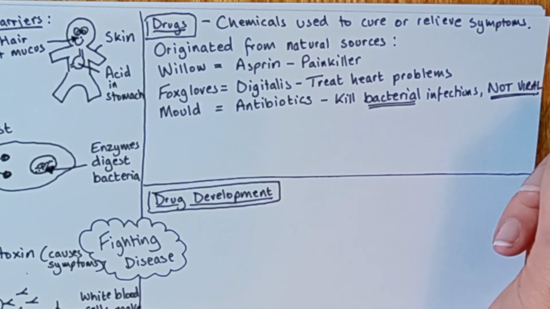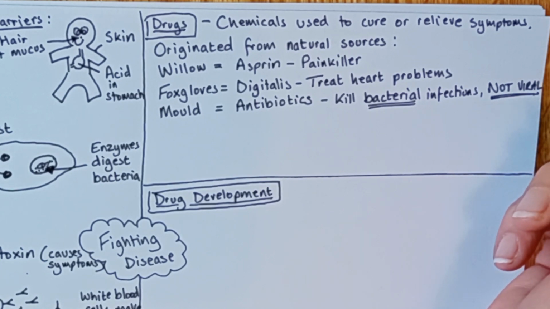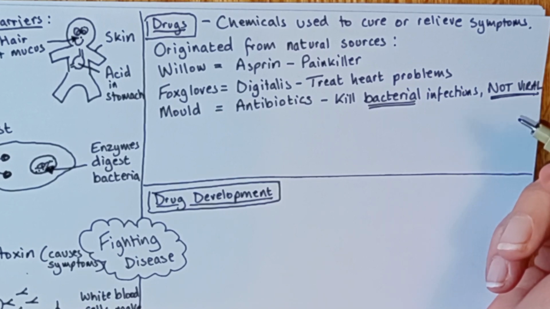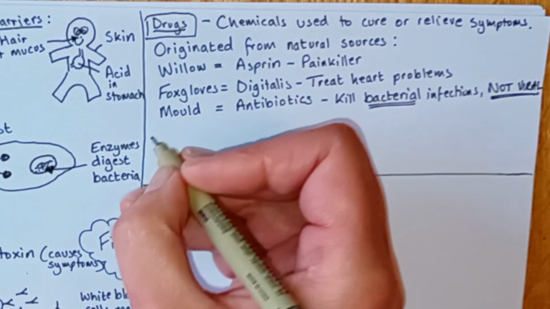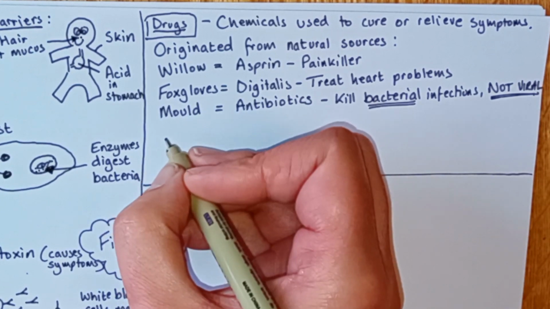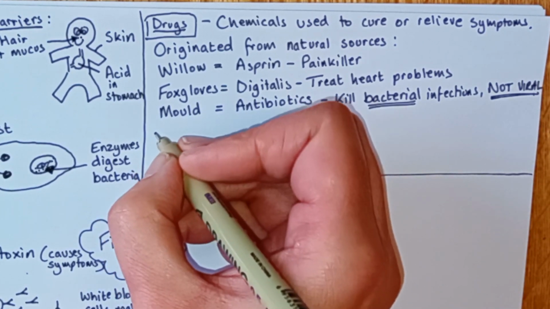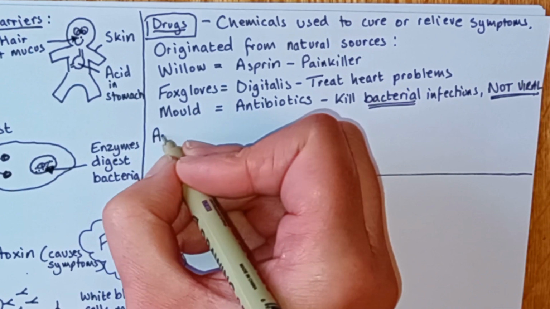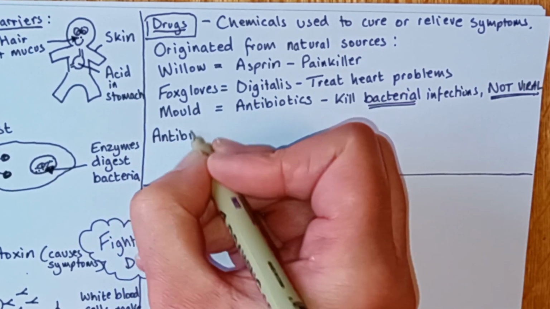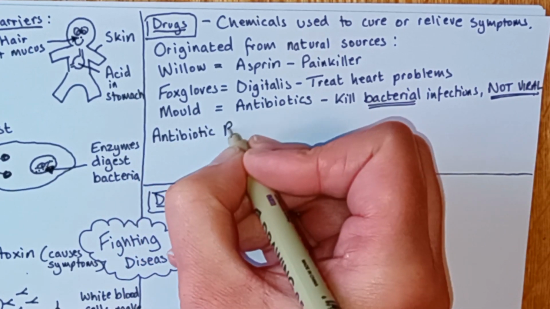I want to quickly mention then some of the problems we're having with antibiotics. You do learn about the effect of antibiotic resistance in much more detail in Unit 6, which sits in Paper 2. But I'm just going to mention it here because the problem with antibiotics is that some bacteria are becoming resistant. So I'm just going to put the subheading antibiotic resistance.